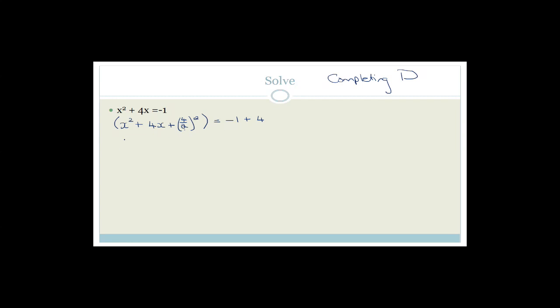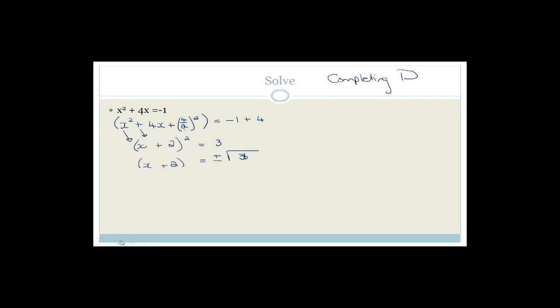So then this becomes, we take the square root of the first term, which is x, whatever the sign is, plus that 4 divided by 2, which is 2, all squared is equal to 3. Minus 1 plus 4 is 3. Now we need to square root both sides. So we go, okay, x plus 2 is equal to plus or minus the square root of 3.